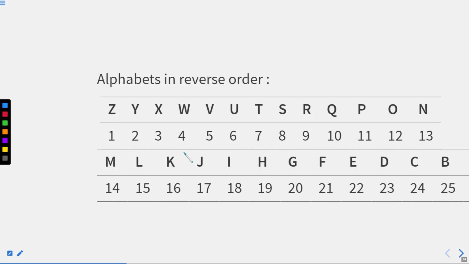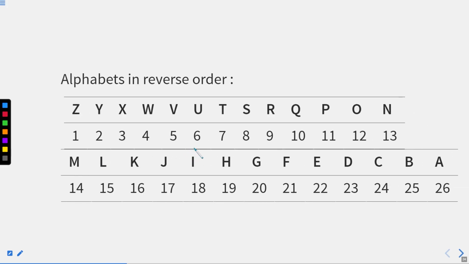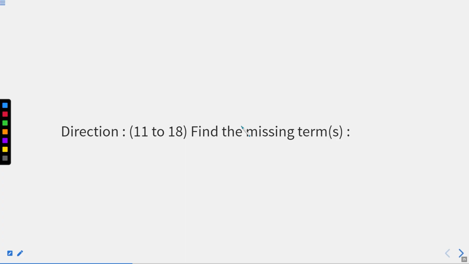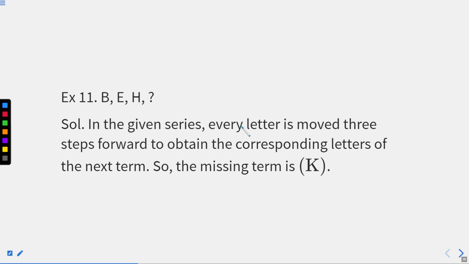Now we'll directly jump to the question part. I'll come to this particular part later. This is nothing but the reverse order. Instead of giving 26 to Z, we are giving 1. Instead of giving 1 to A, we are giving 26. We are just reversing the order. Rest everything is the same. Now, from question number 11 to 18, we are going to discuss some similar kinds of problems just for your ease. So starting with this question.